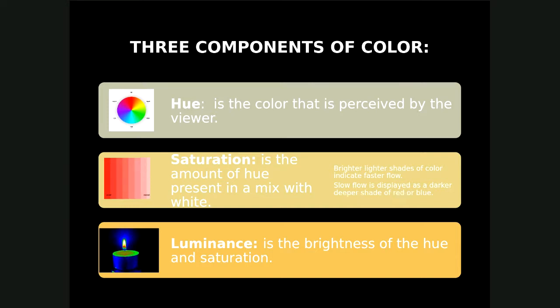And luminance is the brightness of the hue and saturation. It's how bright the actual image is, kind of like the amplitude.